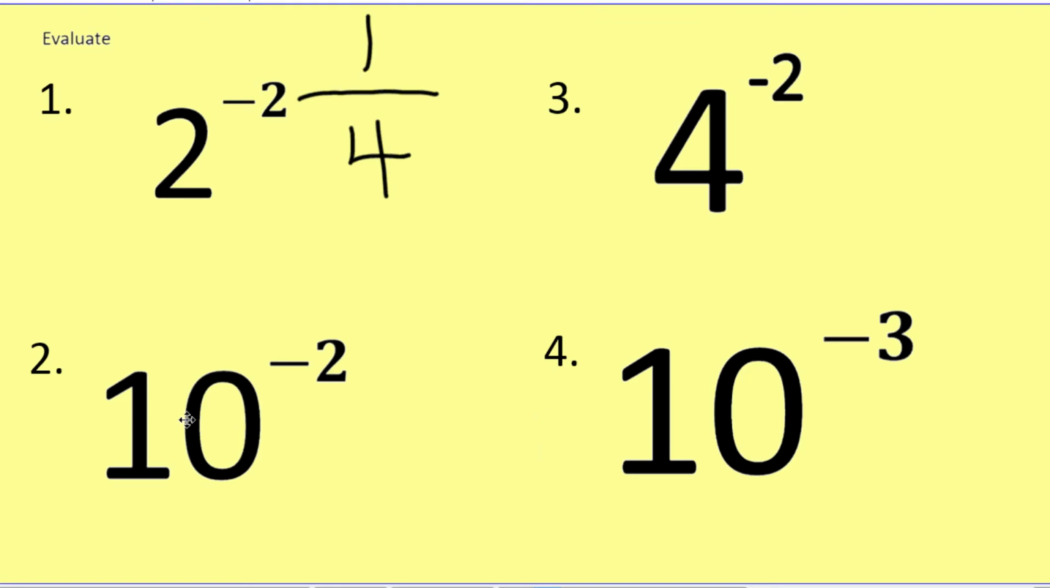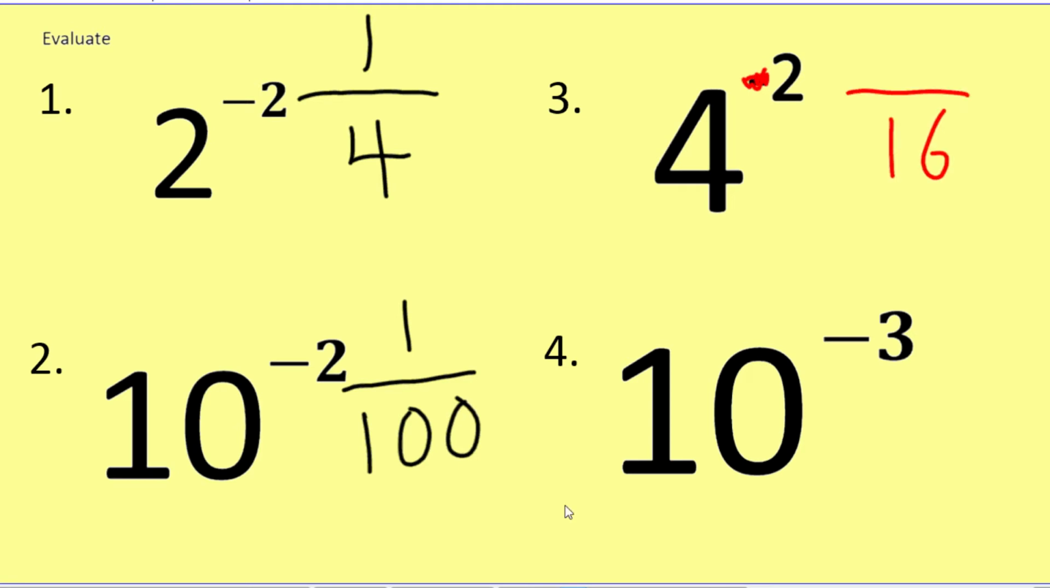Okay, question 2, ignore the power. So 10 squared, which is 100. Okay, and then we think back, but it's a negative power, so what we always have to do, if it's a negative power, we put 1 on top. Okay, number 3. Forget that. So it's 4 squared, which is 16. And then, remember, if it's a negative power, we put a 1 on the top.